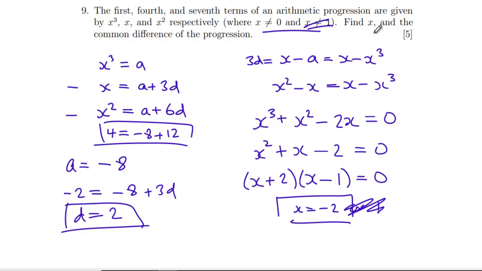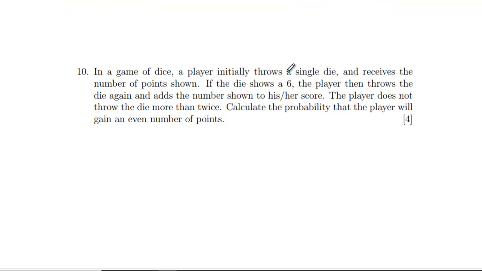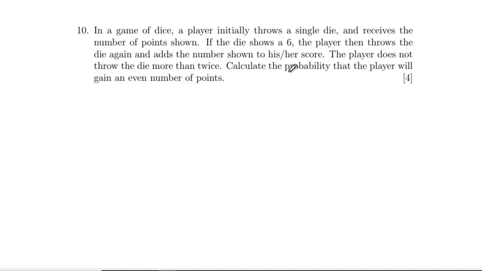Right, that was fine. What are we on to now? We got the dice one. We always like the dice one. These are always pretty quick. In a game of dice, a player initially throws a single die, receives the number of points shown. If it's a 6, he then throws it again, adds the number on. Calculate the probability he will gain an even number of points. Okay, so even number of points.